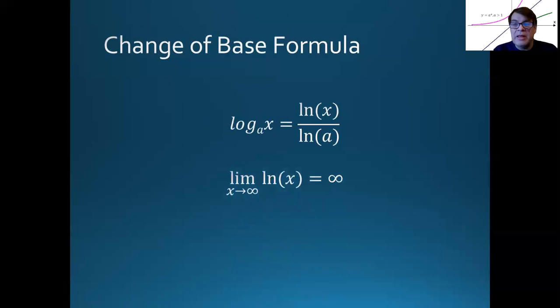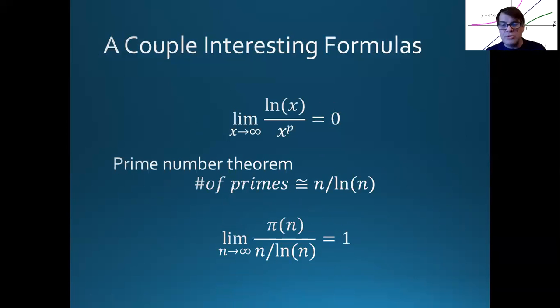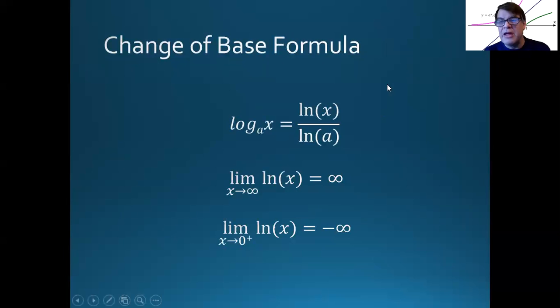Now, the limits are going to be exactly the same. So the limit of the natural log as x approaches infinity is going to be infinity, and then the limit as you're coming towards 0 from the right of the natural log is going to be negative infinity. Nothing unusual there. Well, there are a couple of interesting formulas in this chapter that I thought I would stop and mention.